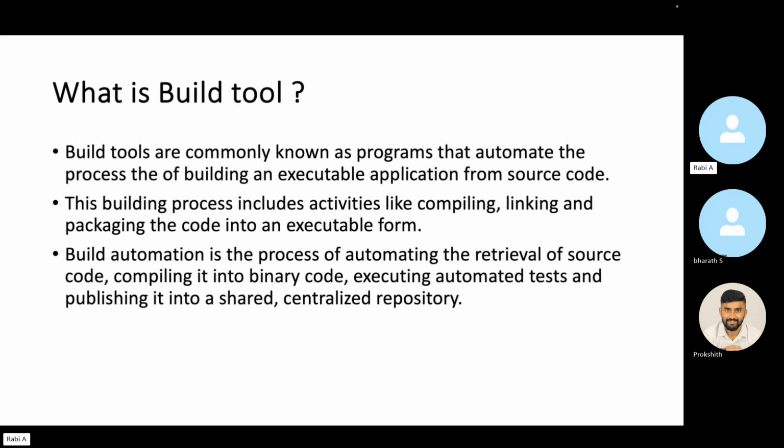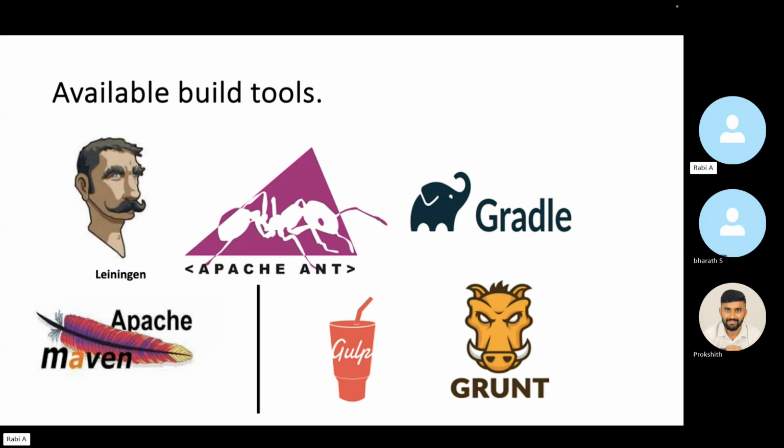So this building process includes your compilation, your linking, your packaging, everything will be taken care of by the build tool. So build automation is simply the process of automating the retrieval of your source code, compiling that source code into binary, executing any automated tests, and then publishing that package to a shared centralized repository. So all of these things should be taken care of by your build tool. Right from picking the code, compiling that code, running tests, and then pushing that package to a shareable location. All these will be taken care of by your build tool.